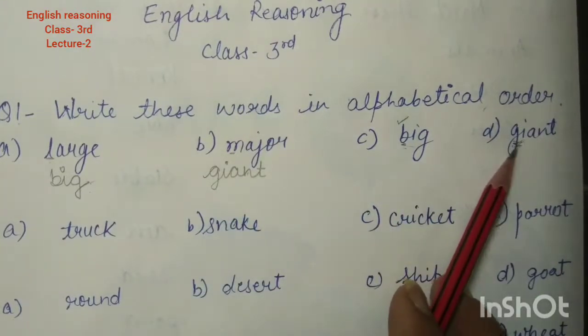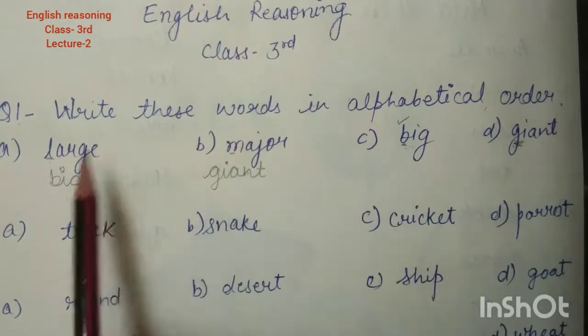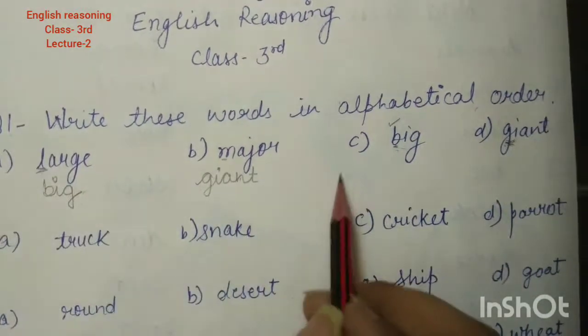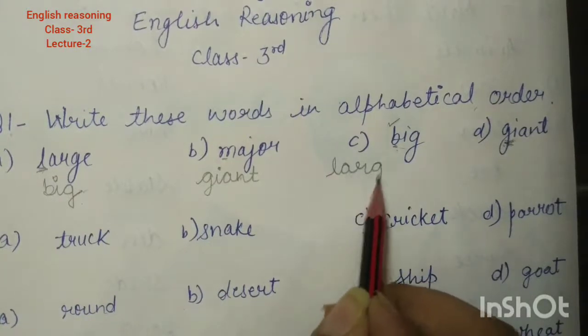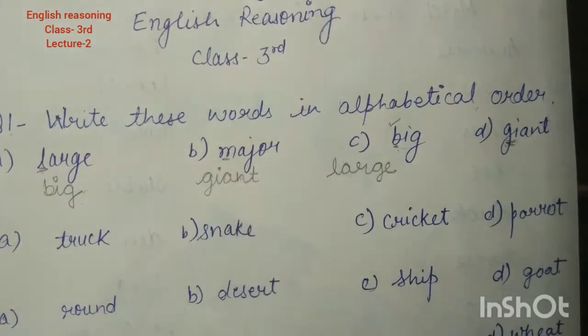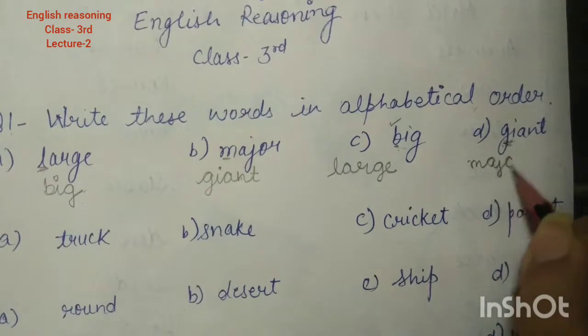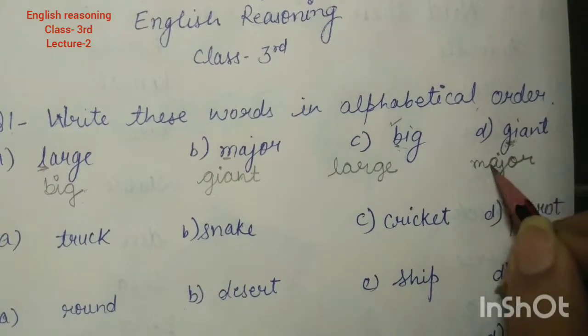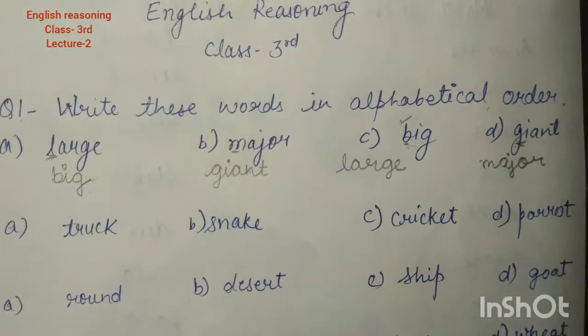After G, H, I, J, K, L. L comes here, so L for large. And then M for major. I hope you all understood the question. Now come to second one.